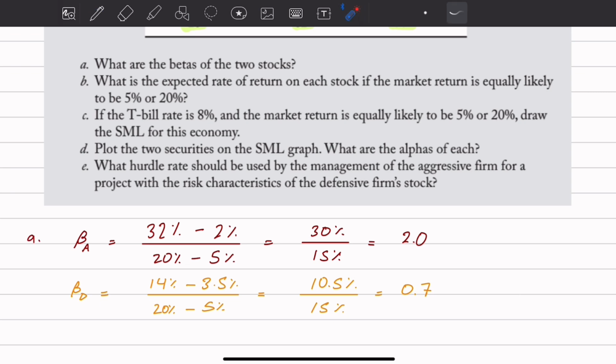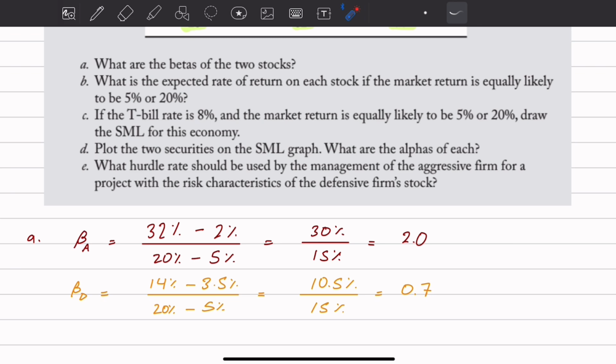Now let's move to the next requirement, requirement B. It says, what is the expected rate of return on each stock if the market return is equally likely to be 5% or 20%? Now the key word here is equally likely. That means there is a 50% chance that the market will generate 5%, and there is another 50% chance that the market is going to generate 20%.